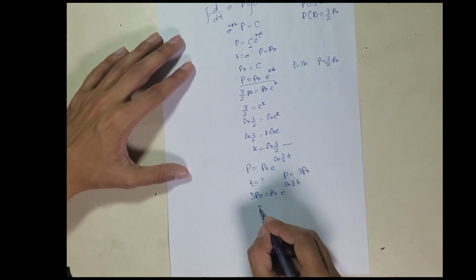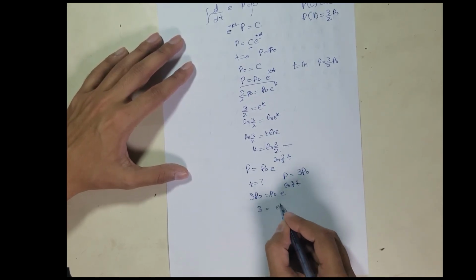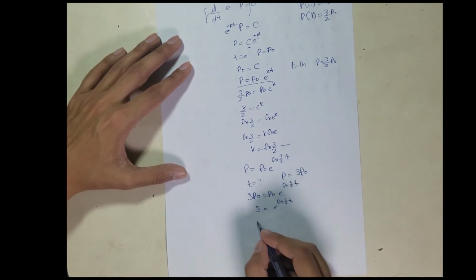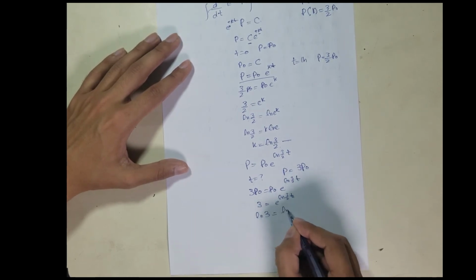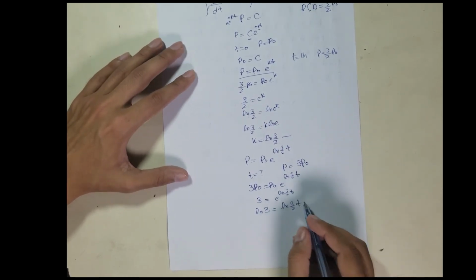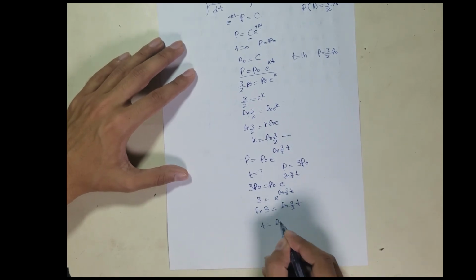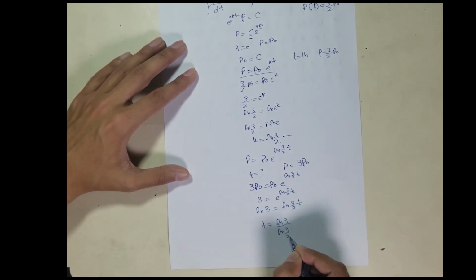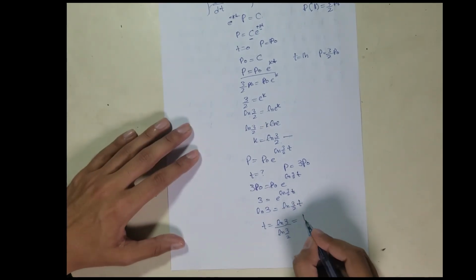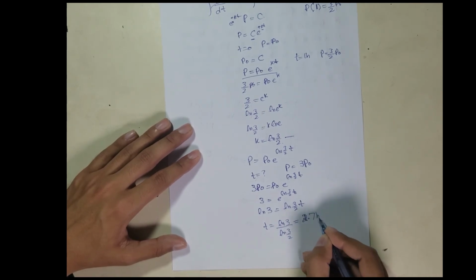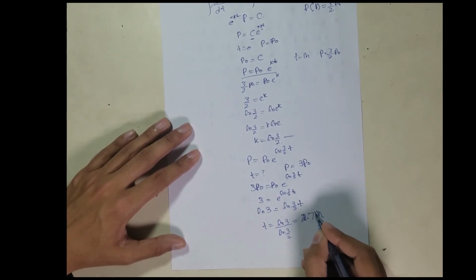These will cancel, so 3 is equal to e raised to the power ln 3 by 2 times t. Taking log of both the sides, ln 3 is equal to ln 3 by 2 times t, so dividing, t is equal to ln 3 divided by ln 3 by 2. By putting the values in a calculator, our time is equal to 2.71 hours.